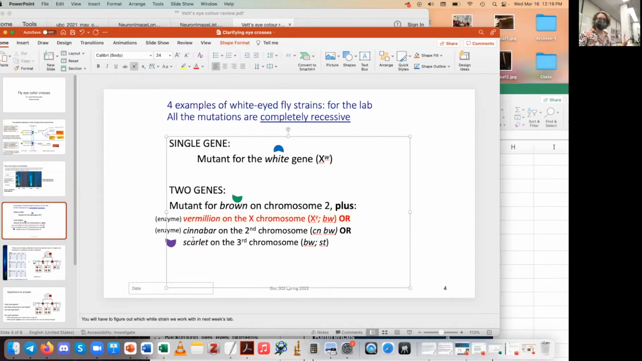Right? I guess let's not do that color. Let's do light gray. There we go. So we can rule out vermilion because it's on X.